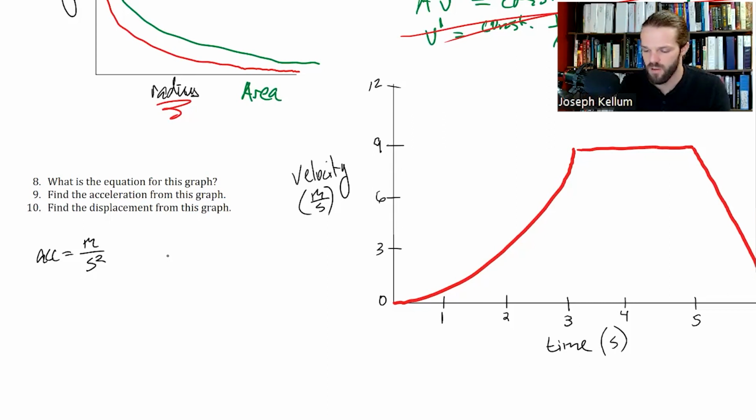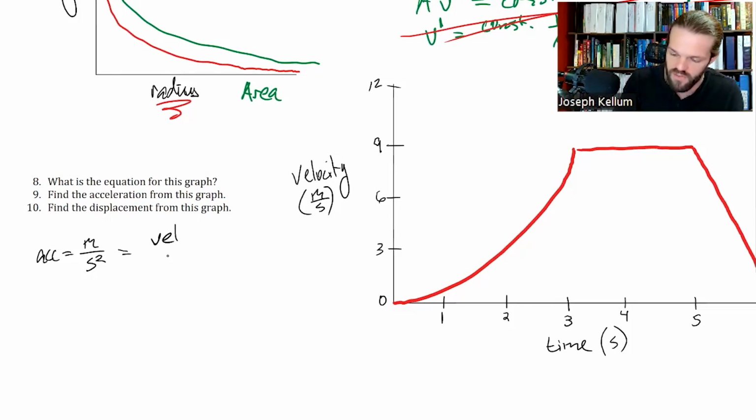Right? So here we can see meters per second and seconds. It's not super difficult to see how we get acceleration out of that. All we have to do is divide velocity, divide our y-axis by our x-axis, and we end up with acceleration in meters per second squared.